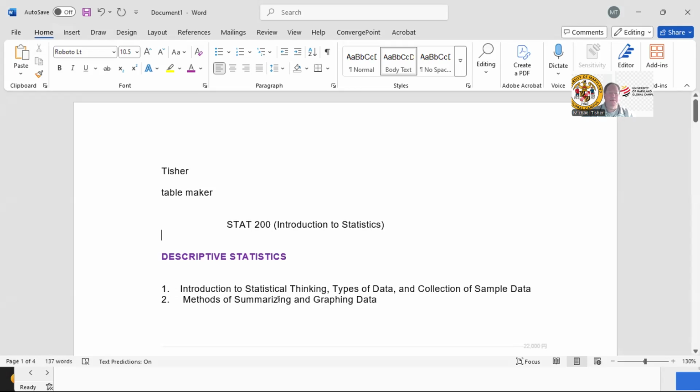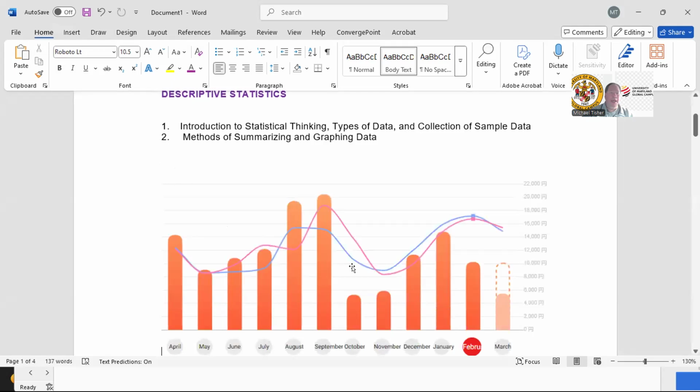All right, the technology that we have deals with summarizing and graphing data, and we'll talk about types of data, collection of sample data, statistical thinking. So we'll do all this in our course, in our classroom. And we're going to use technology to make some kind of graph like this, which is called a histogram.